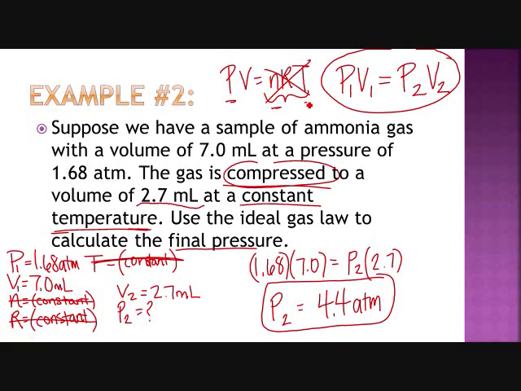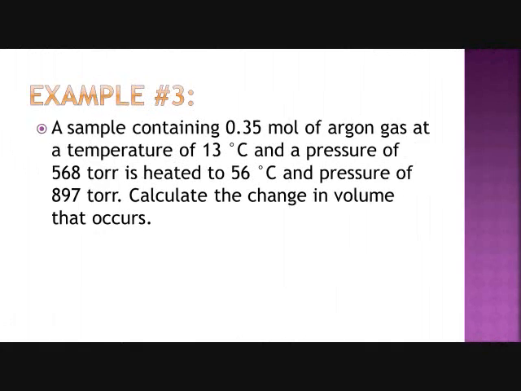Another way that we can apply it with this whole idea of initial and final is maybe we have two sets of conditions, and we need to find both of the new conditions and then go from there. So that's what example 3 does. A sample containing 0.35 moles of argon gas at a temperature of 13 degrees Celsius and a pressure of 568 torr is heated to 56 degrees Celsius and a pressure of 897 torr.